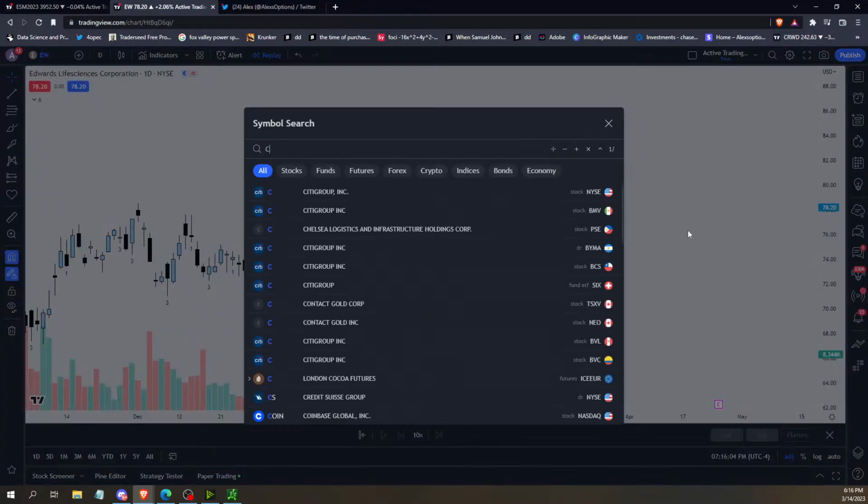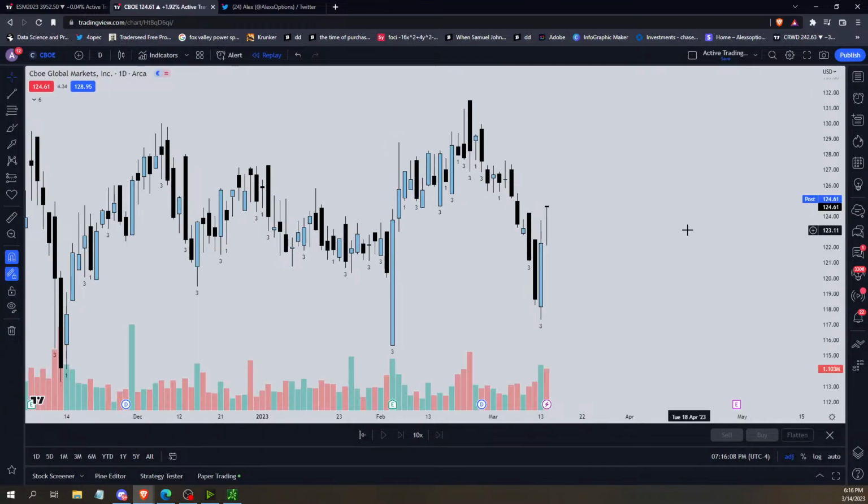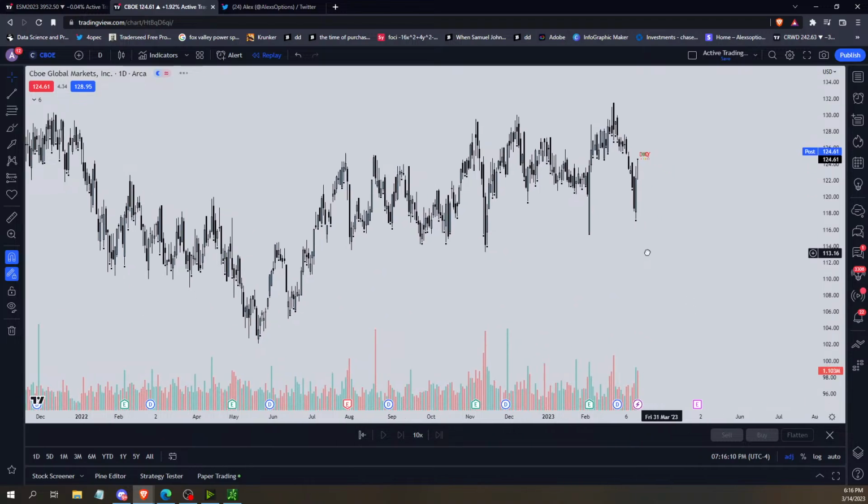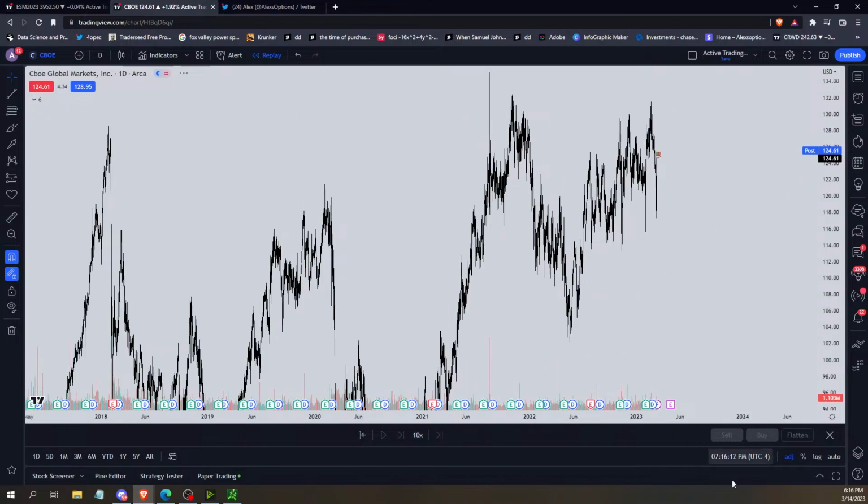EW. Not a stock I normally trade. Same with CBOE is on there, but I don't normally trade that one either. And you can see CBOE, chop shop. Oh my God. No, thank you.